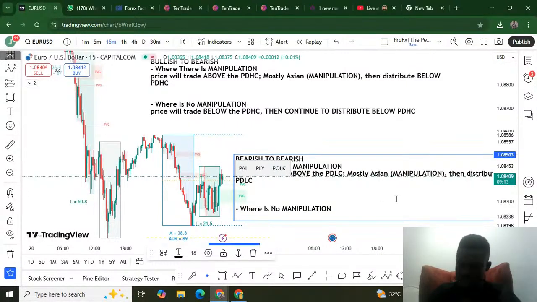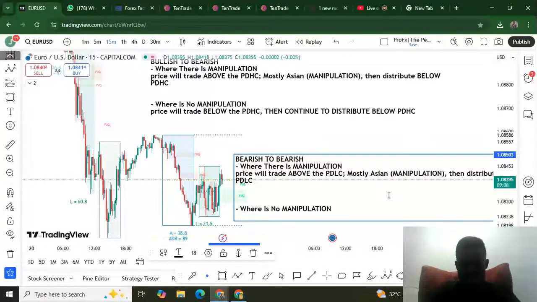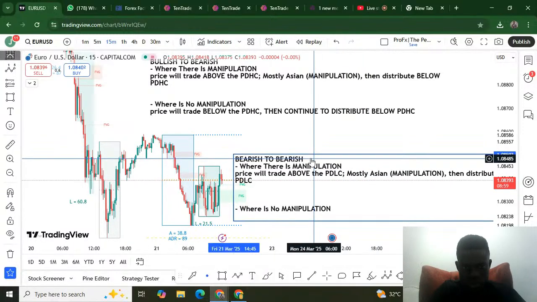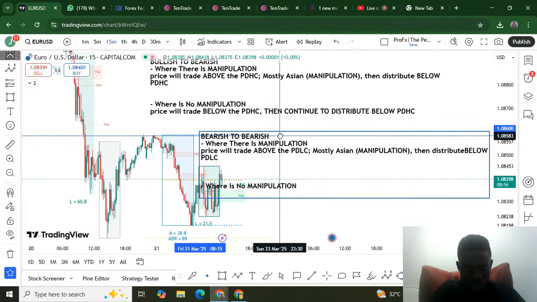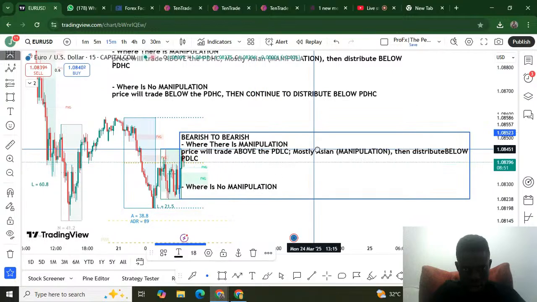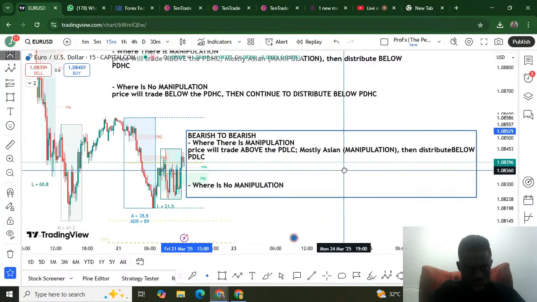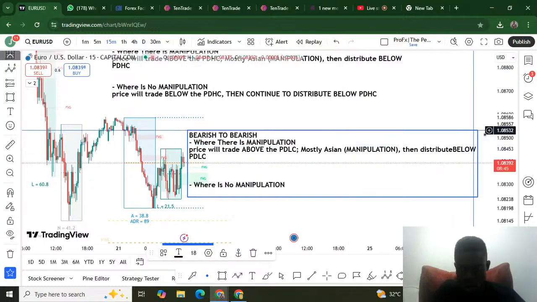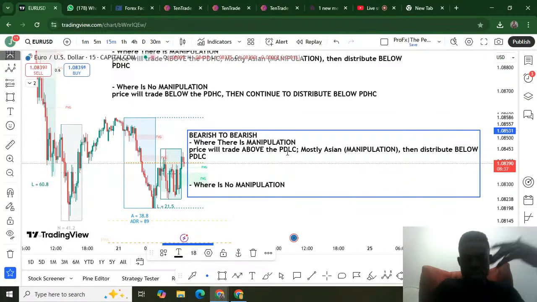And I will show you chart examples, like I've said. We are not going to just talk theory, but we first need to establish the ideology, then come to the charts. Very important. I want you to be seeing the charts while you're seeing this. So price will trade above first, above the previous low and close, mostly Asia, and that's the manipulation. Then it should go below the previous low and close.